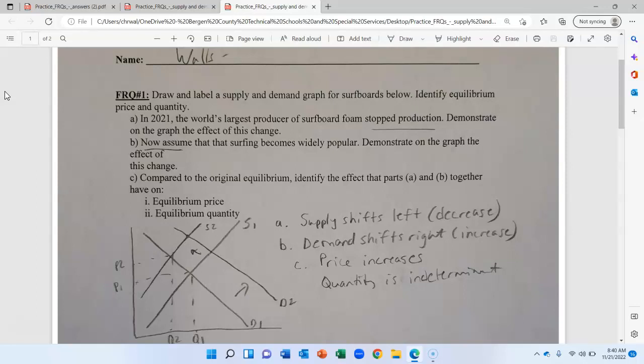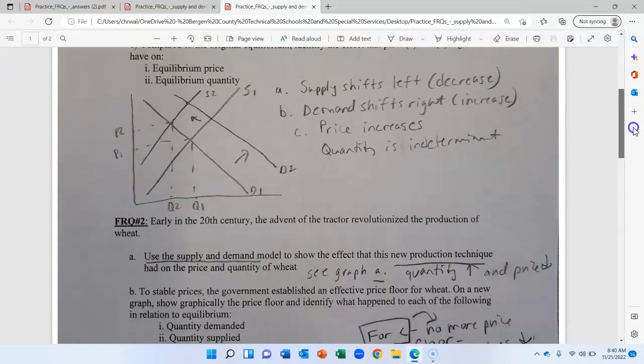The quantity is decreasing with the leftward shift of supply, but it's increasing with the rightward shift of demand. So because we don't know which is greater, quantity is indeterminate. In the case of price, both the increase in demand and the decrease in supply lead to an increase in price. So it's definitive, right? Price is going to increase. So price increases, quantity is indeterminate, or quantity is question mark, if that's what you want to put.